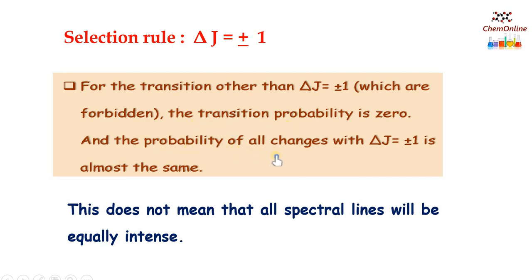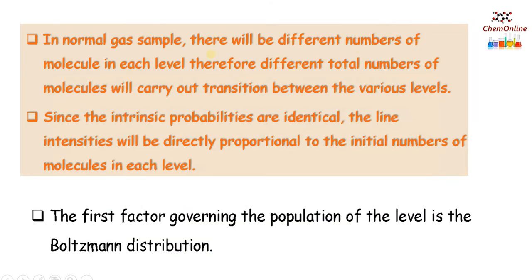But the probability of all changes with delta J equals plus or minus 1 is almost the same. That is, they are all equally likely to occur. But this does not mean that all spectral lines will be equally intense. In a normal gas sample, there will be a different number of molecules in each level, and hence a different total number of molecules will carry out transition between the various levels.